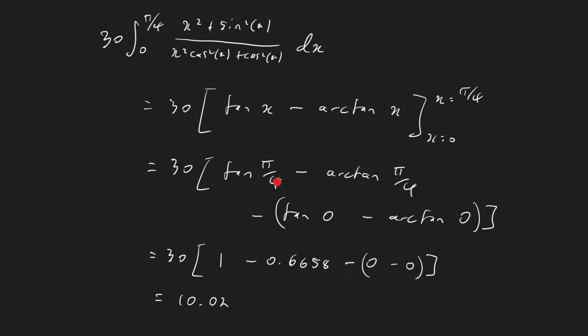Tan of pi on 4 is the same as tan of 45 degrees, which is just 1. Arctan of pi on 4 needs to be done numerically. We get approximately 0.6658. Tan of 0 is 0 and arctan of 0 is 0. So we end up with approximately 10.02.